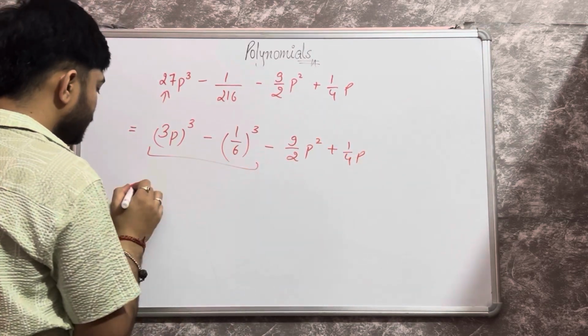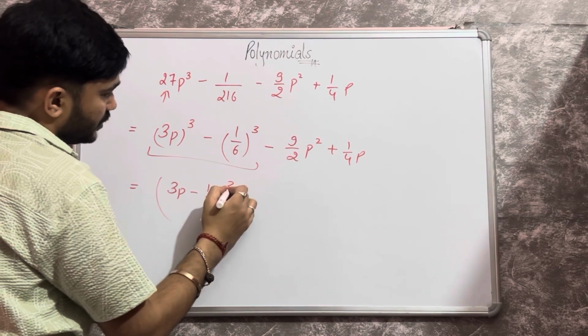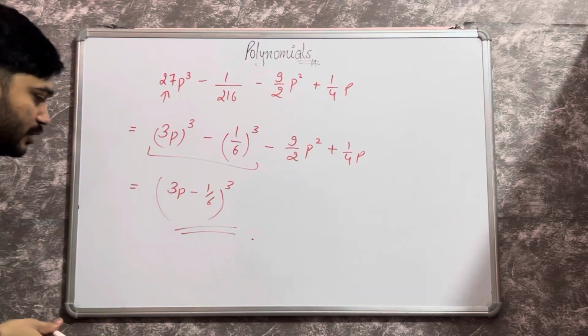Now look at the first two terms. Write it as 3p minus 1 upon 6 and whole cube. This is going to be your answer. Any doubt?